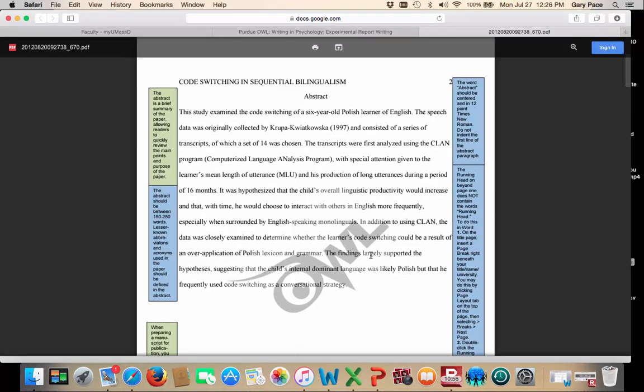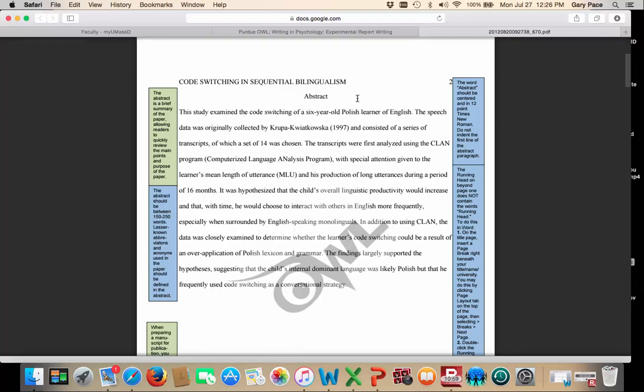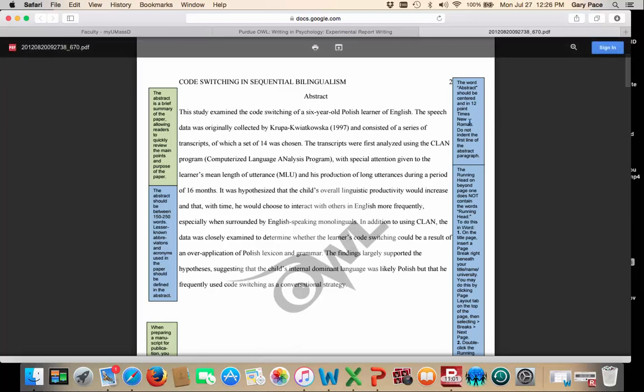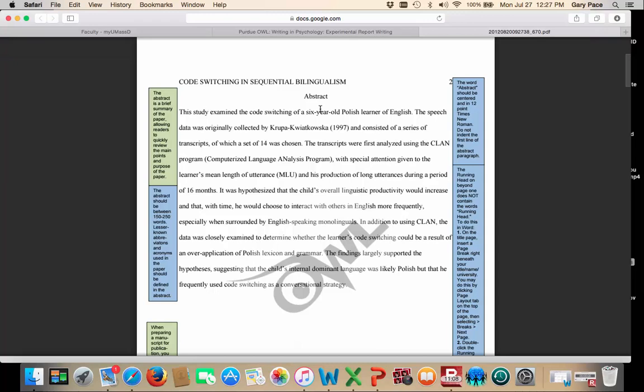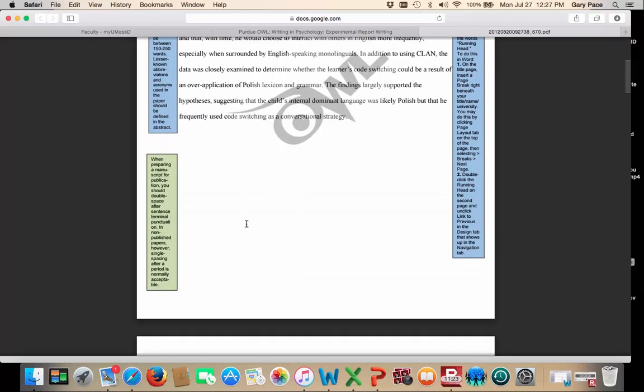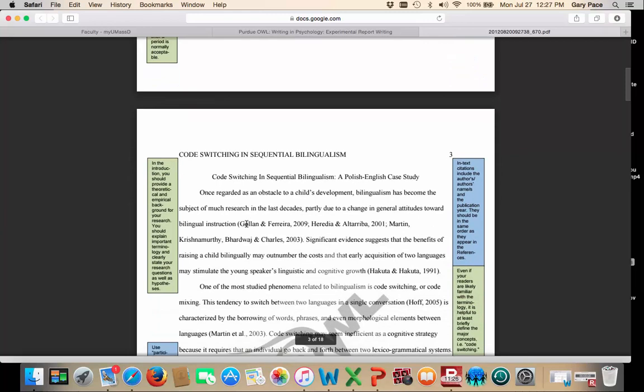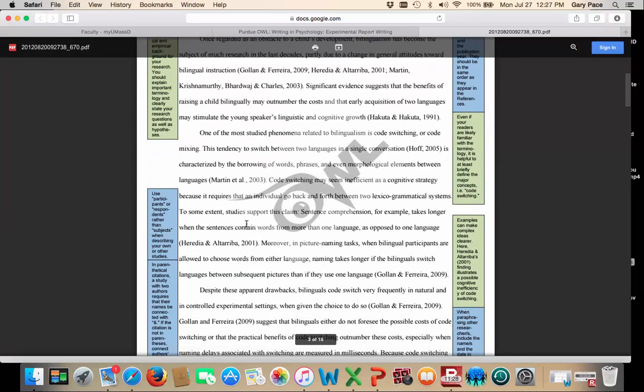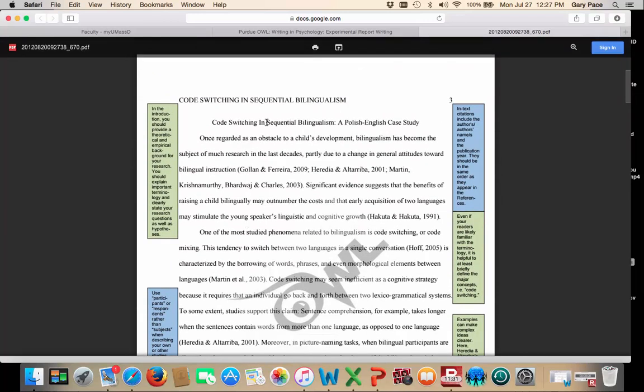All right. Some of the formatting issues, those are the things in blue, by the way. The content stuff is in green. The word abstract should be centered, not capitalized. And you see there's no indentation. And as I mentioned, 150 to 200 words. All right, so on to the introduction.